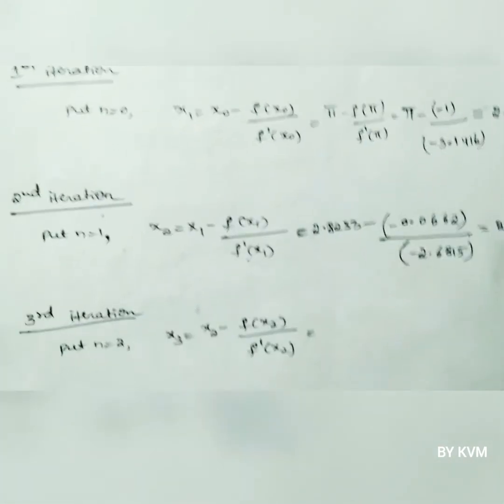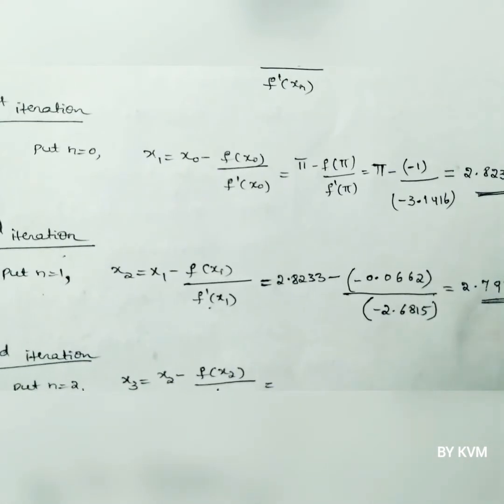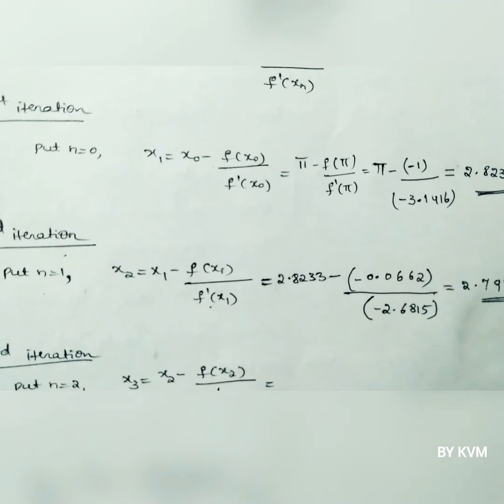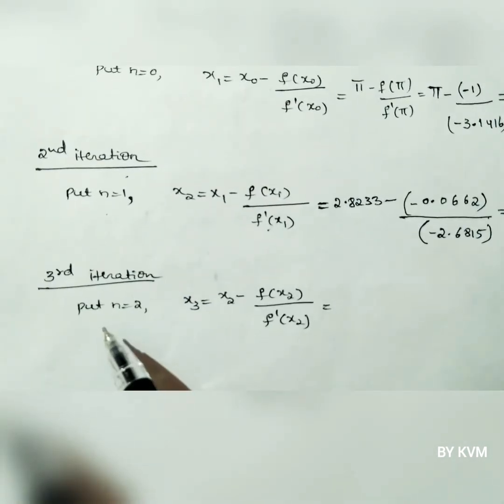Now we have to improve the accuracy of the root again. So before that, compare x1 and x2. So how many decimal places are same? So after the decimal point, no decimal places are same. So again we have to improve the accuracy.